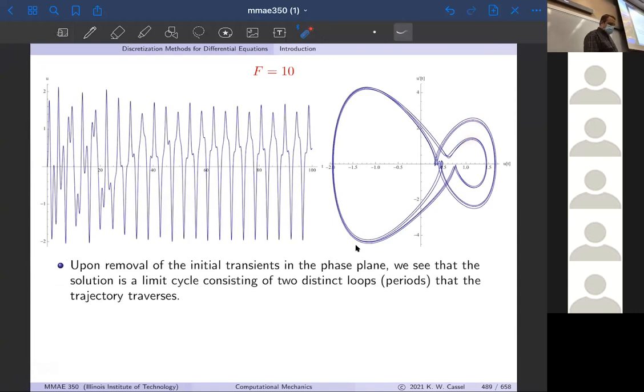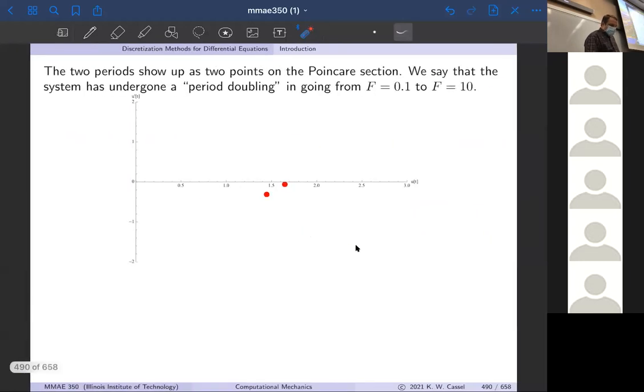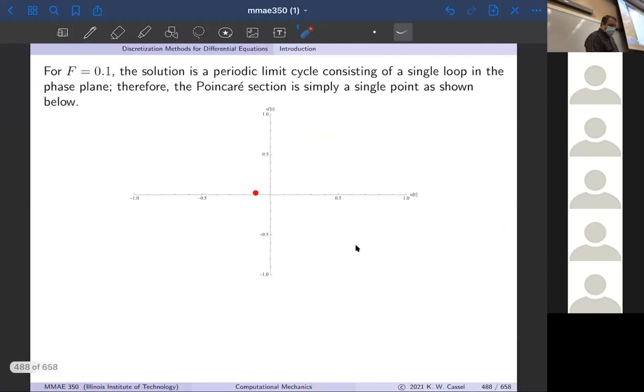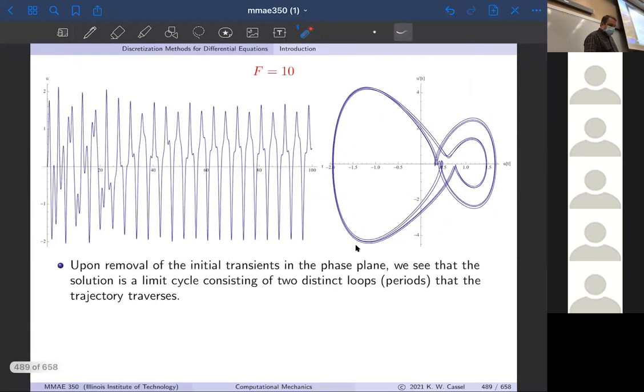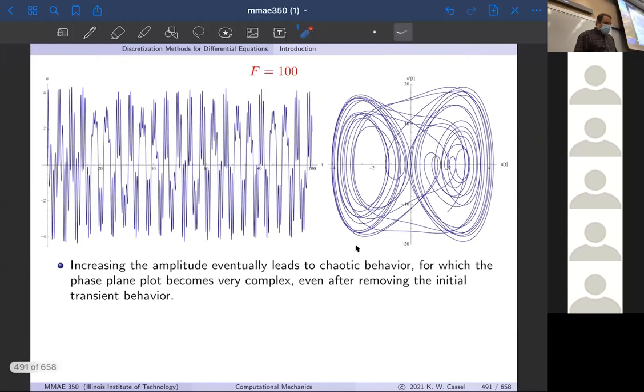So there's two periods. We've gone through what's called a period doubling, for obvious reasons. Yeah, well, don't show that yet, Castle. Woo, didn't mean to scare anybody. So we went from one period to two periods, period doubling. Okay, that was fun. Let's increase F to 100.